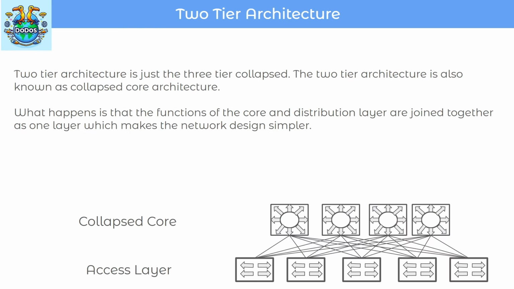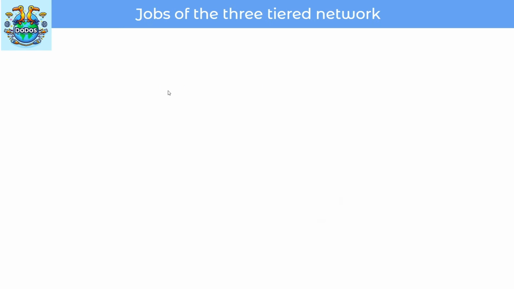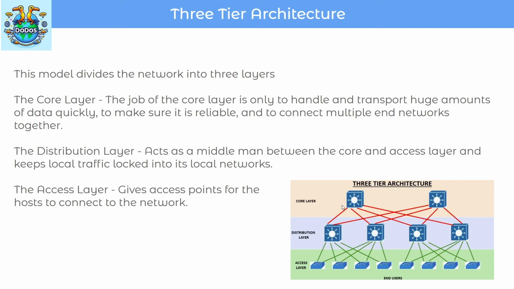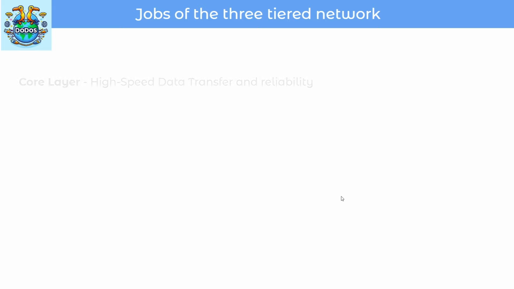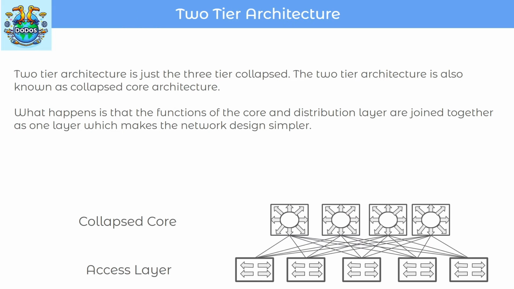Alright, next up, two-tier architecture. Two-tier architecture is just a three-tier collapsed. It's also known as a collapsed core architecture. It's exactly the same as three-tier, but three-tier architecture costs money, so they collapse these two layers into one. The functions of the core and distribution layers are joined together as one layer, which makes the network design simpler. Here you can see that before there were three layers, and now it's just the collapsed core switches and the access layer switches.